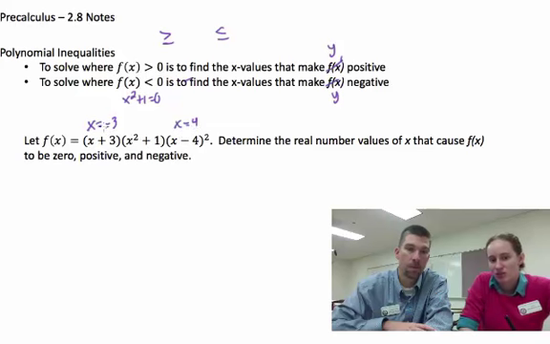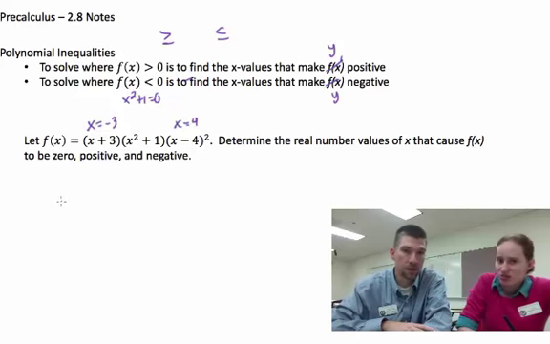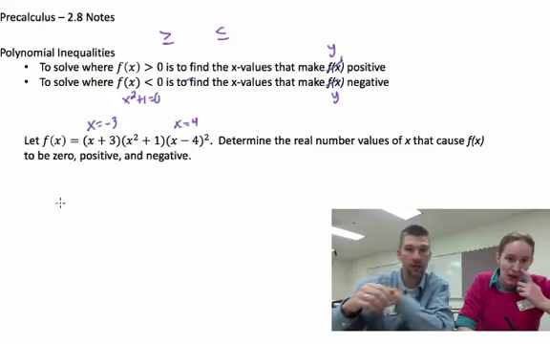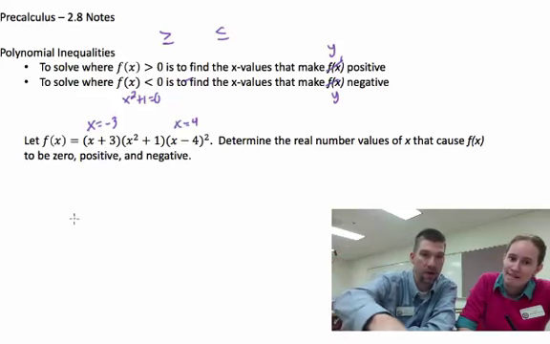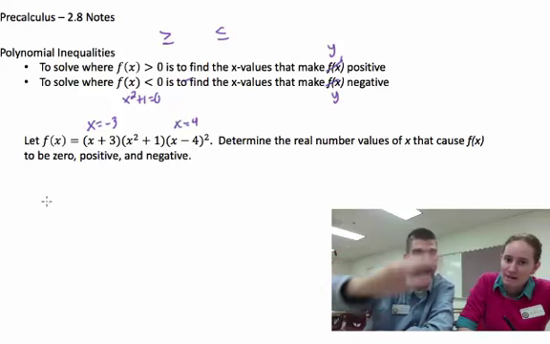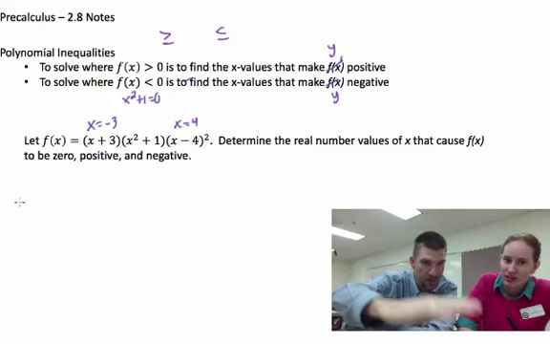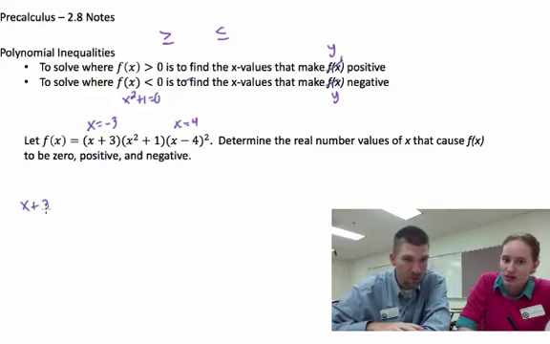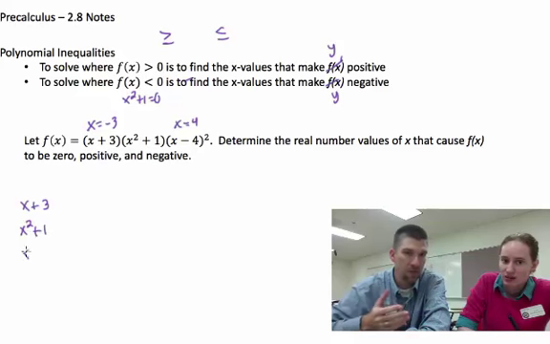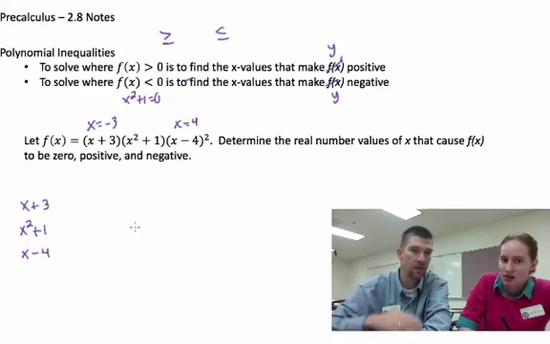In our sign chart, these are the two numbers that are important. So here's how I do a sign chart. Once I've got my factors, I line those up on the left-hand side: x plus 3, right underneath that x squared plus 1, and then x minus 4. I've done it with x minus 4, or x minus 4 squared.